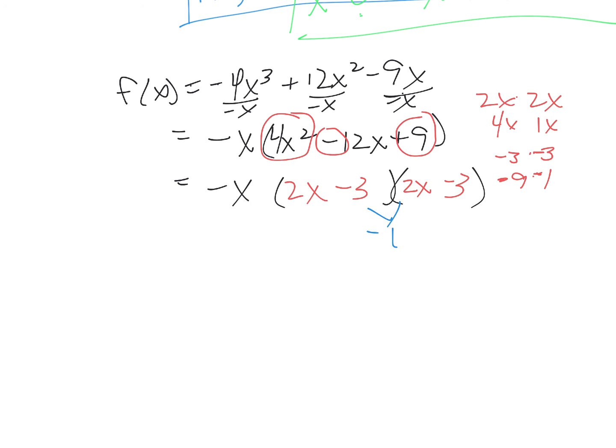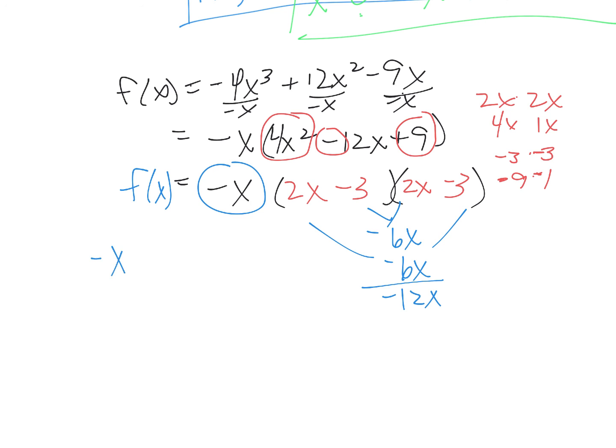So we have negative 6x, we have negative 6x. Add them together, I get negative 12x. So this is my factored form, right? But I'm asking you to solve. So we're going to set this equal to 0. So negative x equals 0, so x is 0. So there's 1.